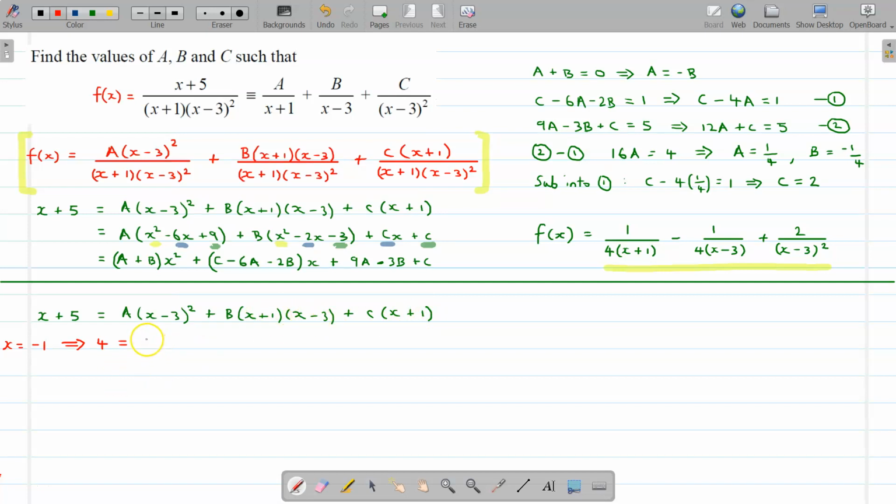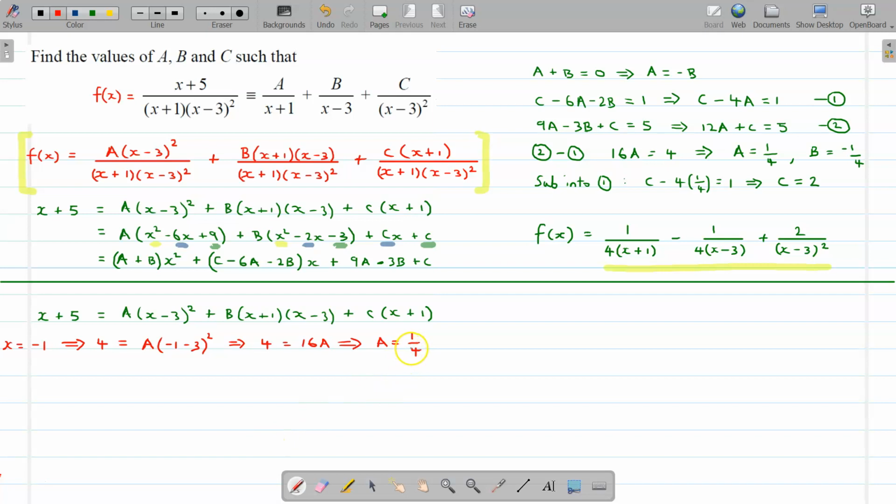So I would simply get that 4 equals a times -1 minus 3 squared, which implies that now -1 minus 3 is -4, -4 squared. So 4 would equal a times 16, or 16a, which implies that a is a quarter. Well, we know that already because we did it over here, but it's now done in a different way, and in this case much quicker.